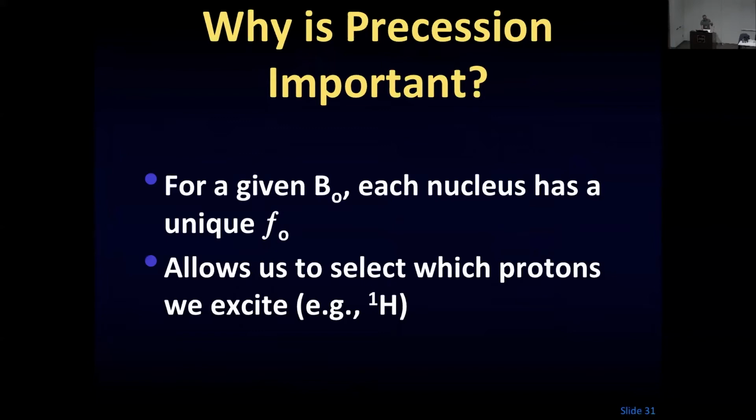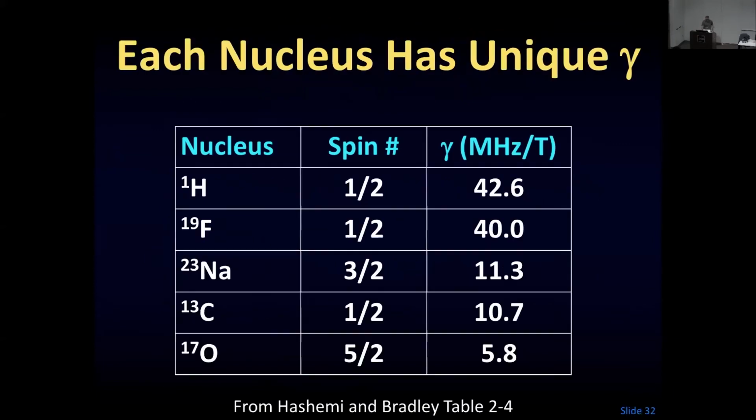Now, why is this precession frequency important? Because each nucleus has a different gyromagnetic ratio, which means that for a given field strength, each nucleus has a unique precession frequency. Just to illustrate that, here are the gyromagnetic ratios of those 5 nuclei we talked about earlier: hydrogen, 42.6, fluorine, 40, sodium, 11.3, etc.